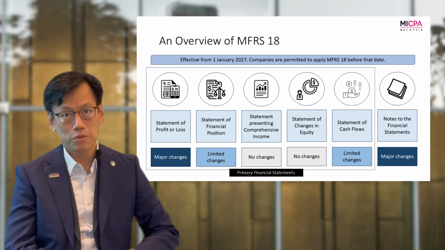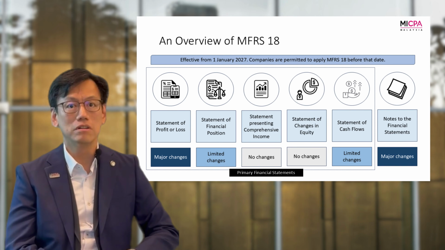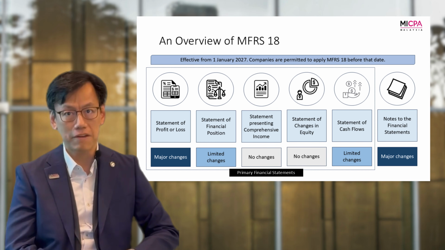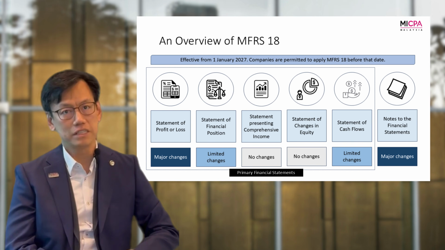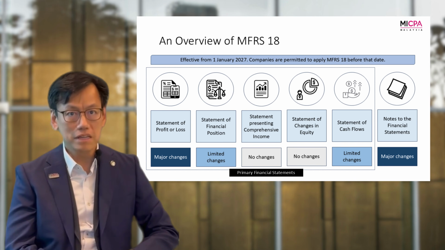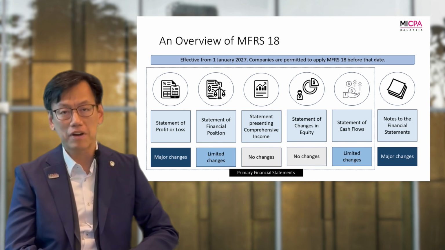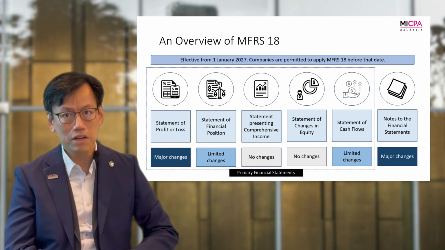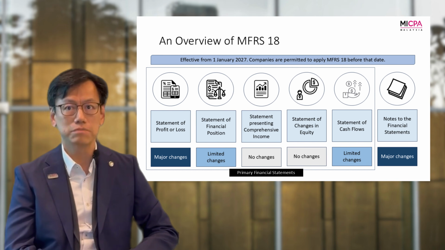MFRS 18 will be effective for annual financial periods beginning on or after 1st January 2027, and earlier application is permitted. Companies are required to apply MFRS 18 retrospectively. MFRS 18 will affect all companies in all industries. It will affect how companies present and disclose financial performance.